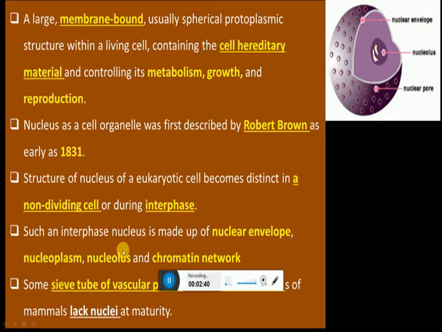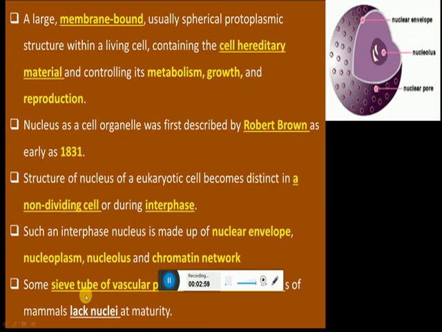Such an interphase nucleus is made up of nuclear envelope, nucleoplasm, nucleolus and chromatin network. So we are going to see these parts in detail in this lecture: nuclear envelope, nucleoplasm, nucleolus and chromatin network. Each and every part of these four parts in detail.